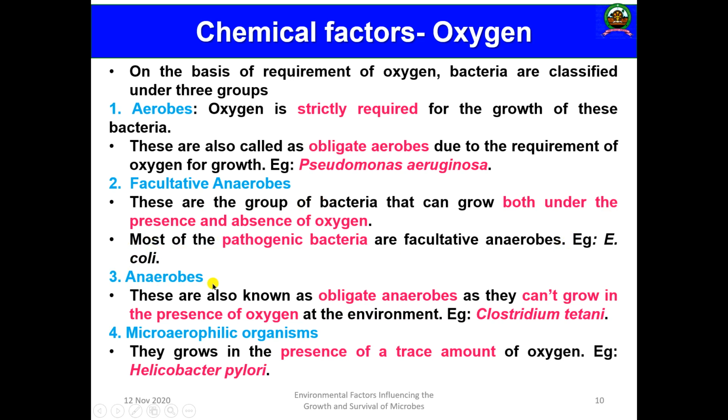Next one is anaerobes. They are also known as obligate anaerobes. Earlier I told you obligate aerobes are strict aerobes. Obligate anaerobes are unable to grow in the presence of oxygen. Oxygen is toxic for such bacteria. They do not want oxygen, and they grow in its absence. A bacterium commonly causing tetanus is an example.